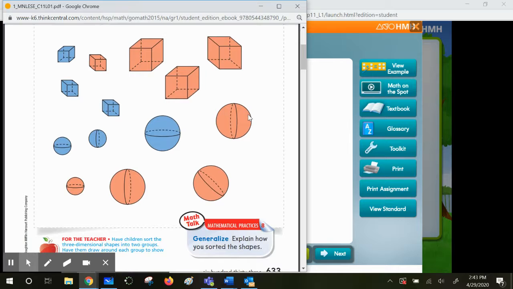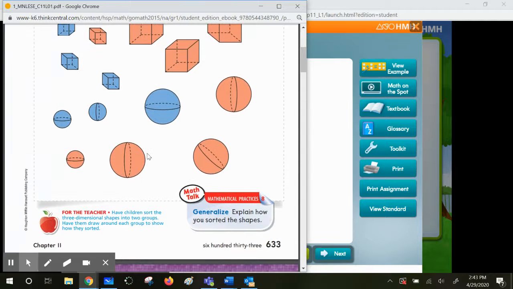Okay, we want to sort these shapes. I want you to sort them into 2 groups. You will then, on the Google form, fill out how you sorted the shapes.